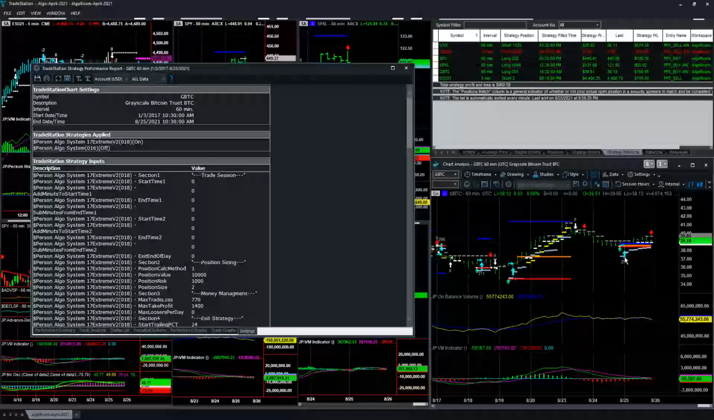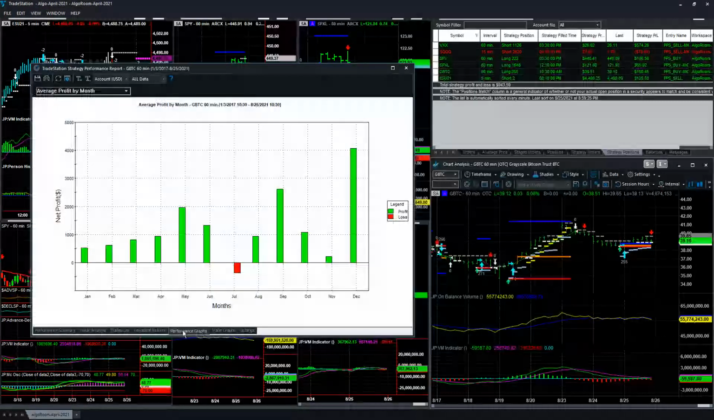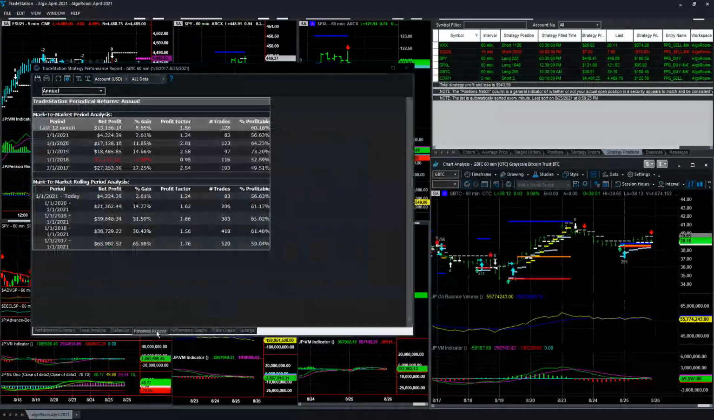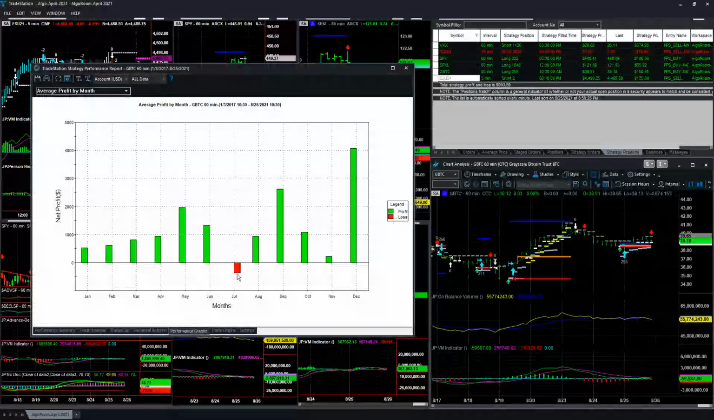So current position, it re-entered a long position. It was long, it exited. So it posts what the trade is. It's based on a $10,000 account. There's the performance graph, periodic returns, year to date. Performance graph looks like July, over the last 4 years now, since January of 2017, July is a pretty bad month. September is a pretty active month over the last 4 years.